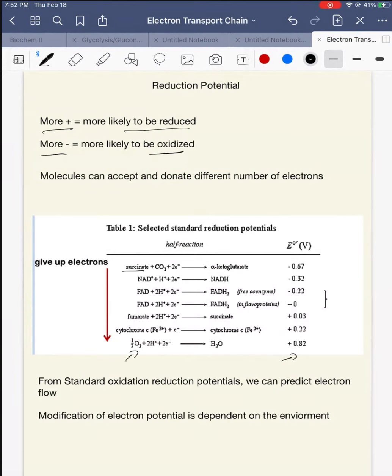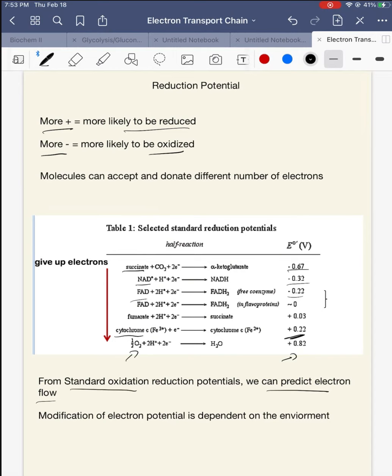We'll see that succinate has a really negative potential, NAD is negative, FAD is negative. And then once we get to cytochrome C, which is in complex 3 and 4, it starts getting more positive. So toward the end of the electron transport chain, all the cofactors there will have a more positive reduction potential. The last things at the end of the ETC will be more likely to be reduced. That's why they have a higher reduction potential. And from this table, we can actually predict electron flow.